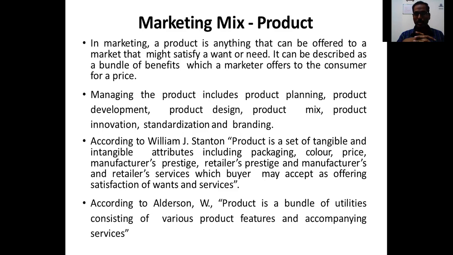According to William J. Stanton, product is a set of tangible and intangible attributes, including packaging, color, price, manufacturer's prestige, retailer's prestige, and manufacturer's and retailer's services, which the buyer may accept as offering satisfaction of wants and needs. So when we say product attributes, it includes so many things. It's not just the product features alone. The packaging is very important, as we have seen earlier, as is the color, and very important is the price, and who the manufacturer is.